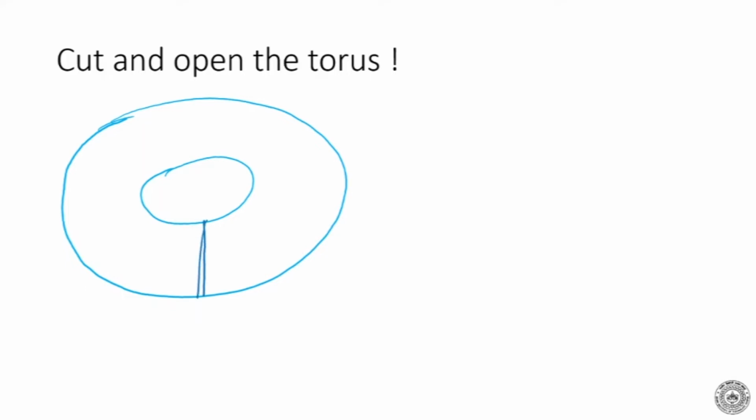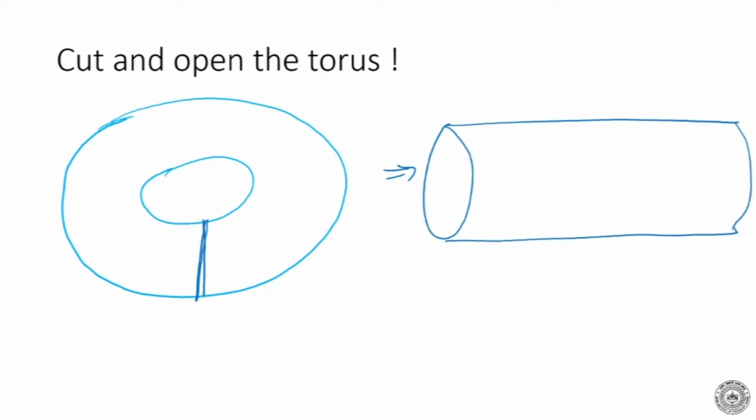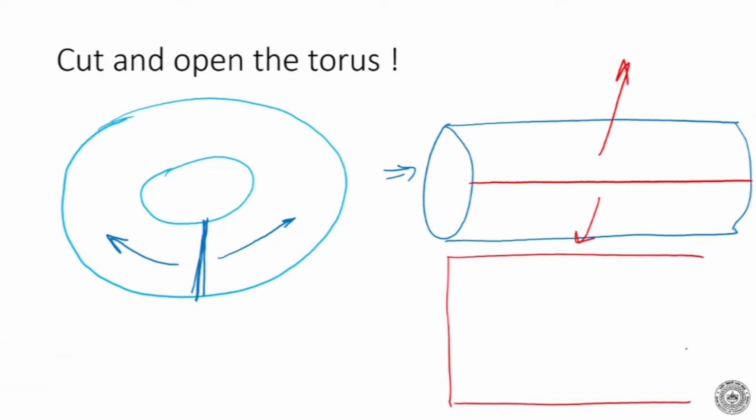If you cut a bicycle tube, what will happen? This will become a cylinder like this. A little exaggerated, but I hope you understand. So I cut it here and I stretch it out like this, if you can imagine. So it becomes a cylinder. Then in this cylindrical pipe, I cut it here again and I open it like this. So if I open it, this will become like this.